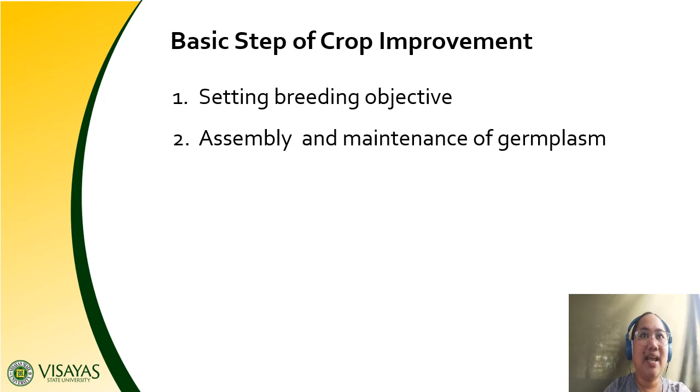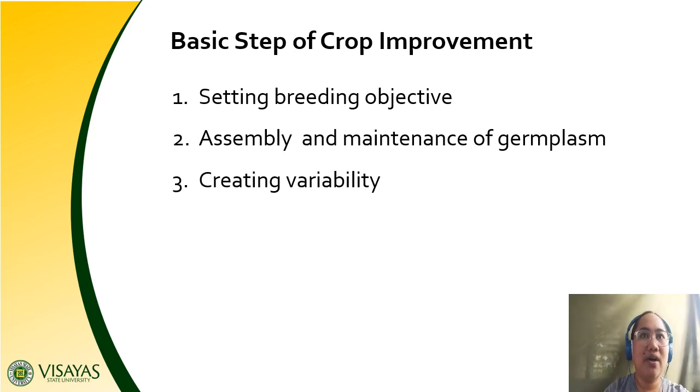Then second, assembly and maintenance of germplasm. So germplasm refers to the collection of plants or seeds having diverse alleles of all the genes of a given crop. So in improving crops, you need to have a wide, diverse germplasm so that you have many options of the genes to be pulled in your breeding program.